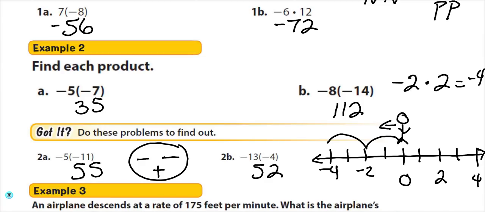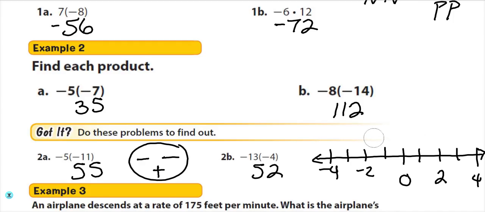So how does a negative times a negative then become a positive? And this is where everyone's like, ah, now I understand. Which way are you facing? You're facing the negatives, right?